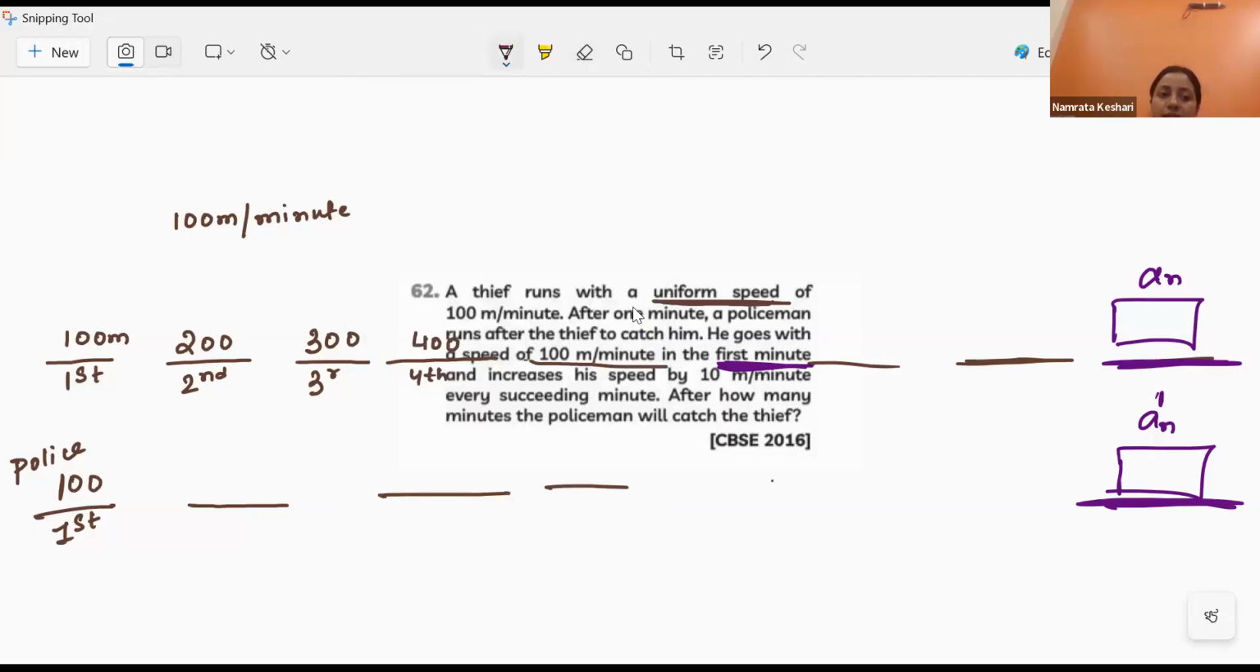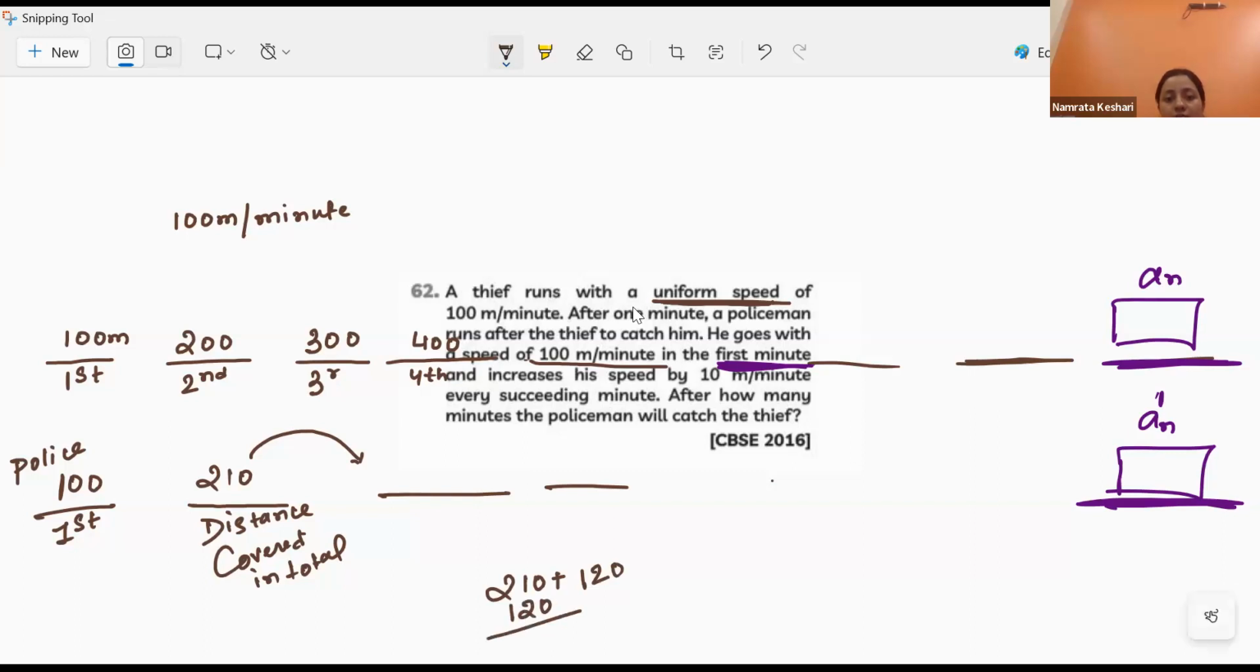So 100 plus 110, that will be 210. Okay, then 110 plus 110. I mean, this is the total distance. We are writing the distance covered, total distance covered. Okay, next time his speed increases by 10 more. So 110 and then 10 more, it will be 120. Here we will add the 120 and we will be getting the total distance as 330.